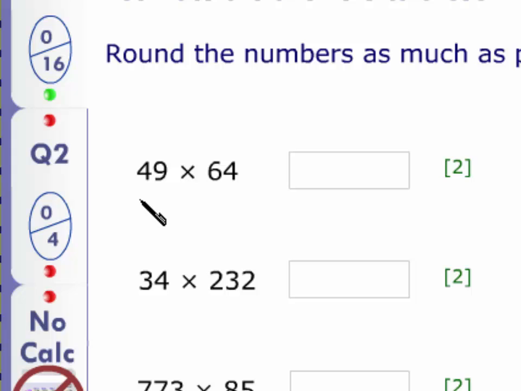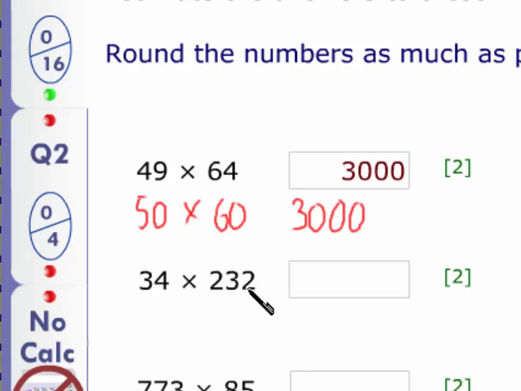The 49 becomes 50, and the 64 becomes 60, and 5 times 6 is 30, and then add in the 2 zeros to get 3000. So initially we ignore the fact that it's 50 and 60 and just treat it as 5 times 6. So our answer is going to be 3000. Let's try the next one.